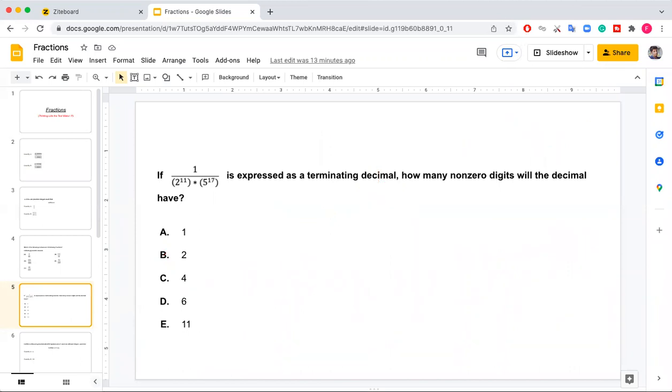Okay. So next thing is very interesting. That is recurring or repeating decimals.